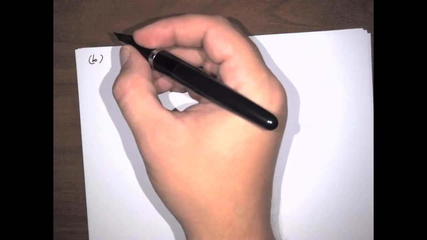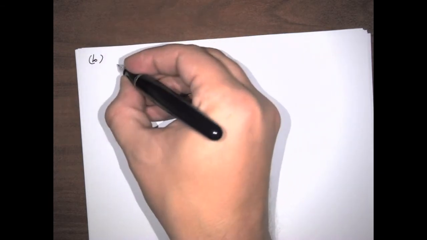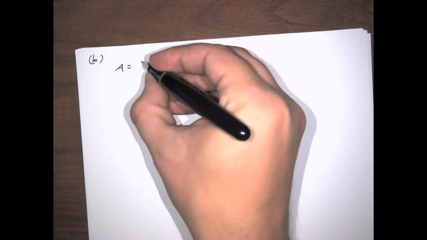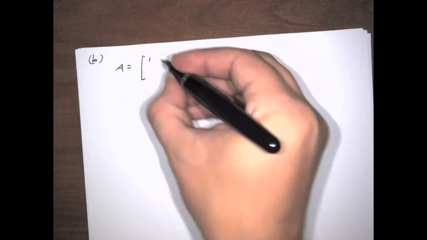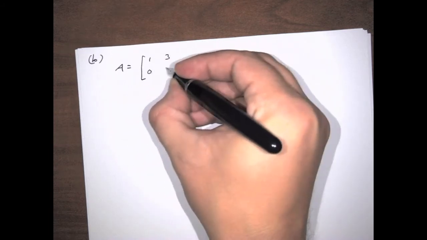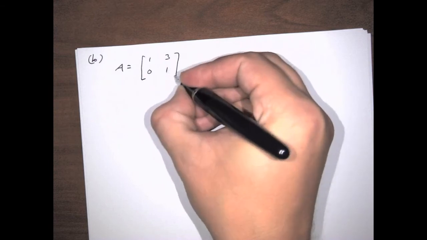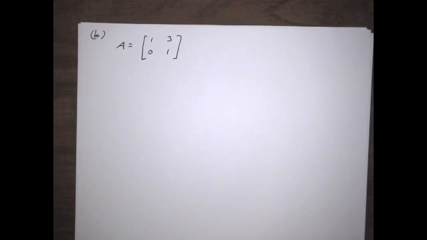Okay. So there's A. Now let's go with B. So this was a case of distinct real eigenvalues. Now let's go with something like this. So let's say that A is now equal to 1, 3, 0, 1.